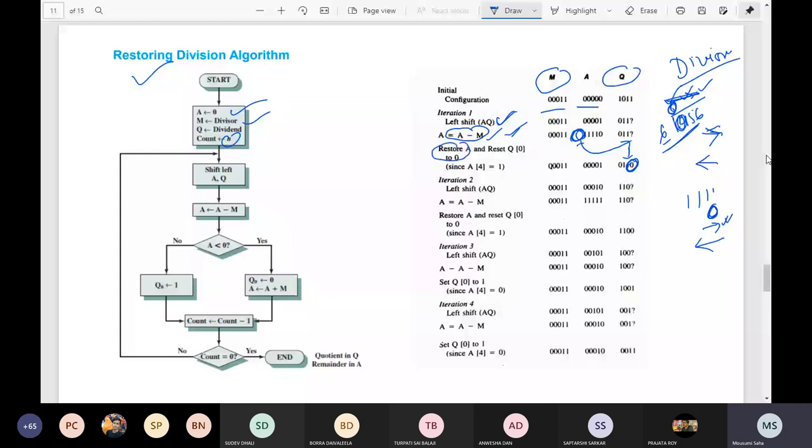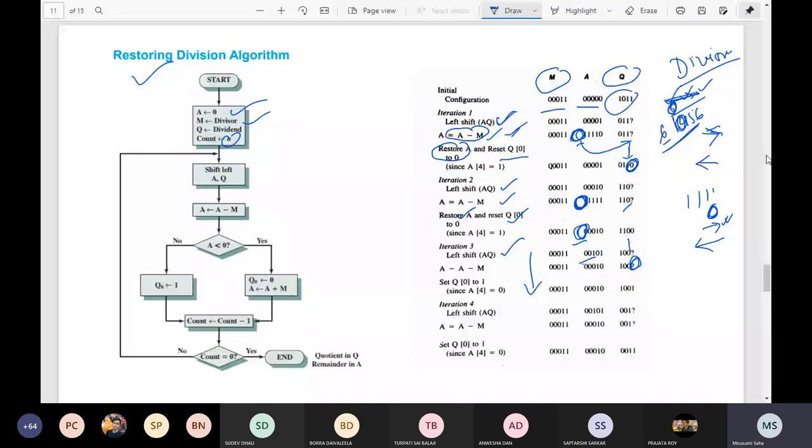This is the first iteration. Again you do the same method: left shift, subtract, and if the result is negative, you restore and set Q zero to zero, so the quotient bit is again zero. Now again I do the same operation. If the result is not negative, meaning it is a positive number, then Q is set to one and no restore operation is required. In this way you iterate the process depending on the number of bits you consider for your dividend and divisor.